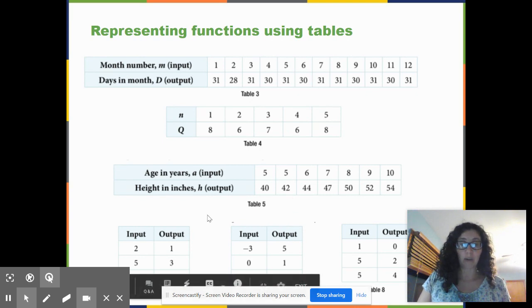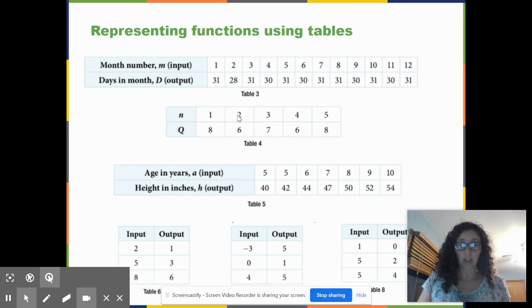So I want you to take just a minute, pause the video if you want, and think about these three tables 6, 7, and 8 down here. Which of these are functions, if any? So pause, think about it, and then click play again.